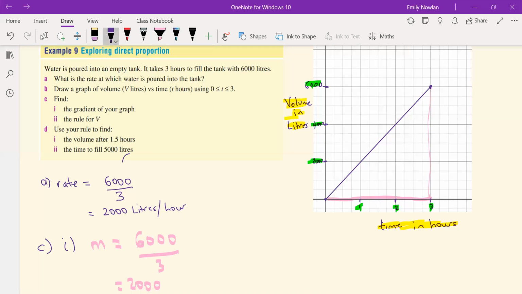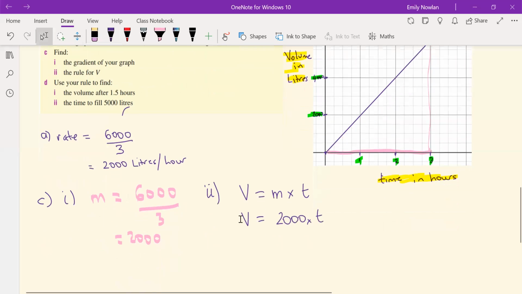Now, find the rule. The rule, well, we've got V is the volume. Now the rate, remember, is the M, times whatever's going along the horizontal, that's time. Now the M we already know is 2,000. We worked it out, so it's 2,000 times T. That's our rule. Now, question D says use your rule.